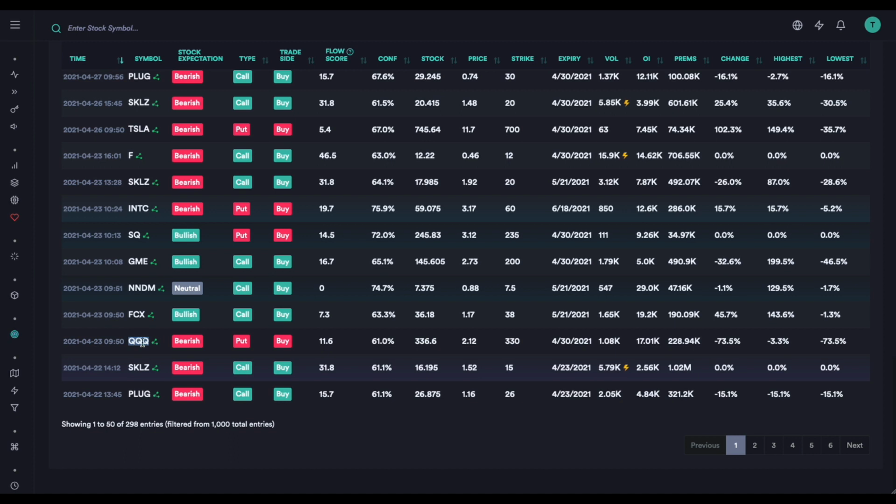So we had this alert and the stock expectation was bearish and the alert was a buy put. The confidence is okay, 61%. We have some 75% ones as well, but anything above 60% is okay. Then we have the stock at 336. The contract price is $212 and the contract had 7 days till expiration.